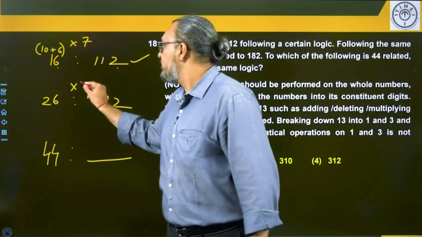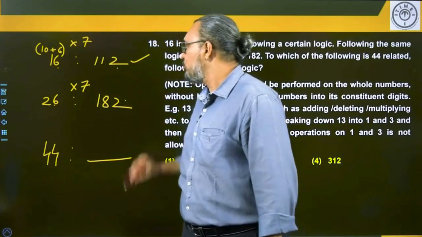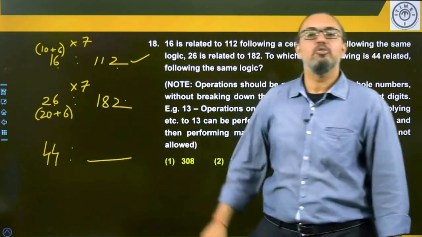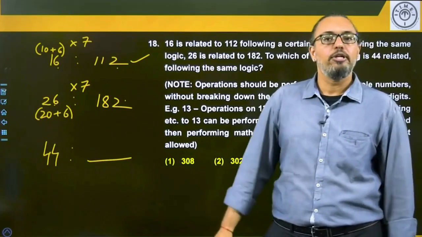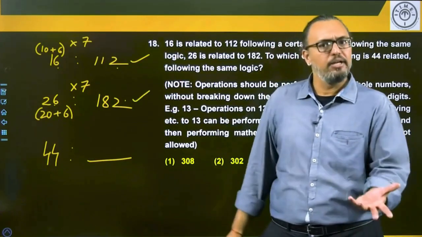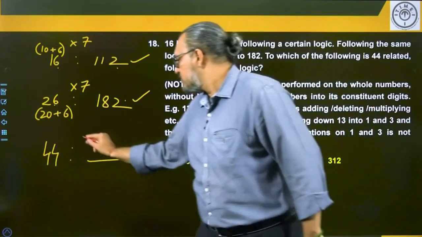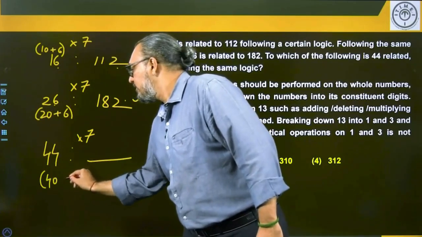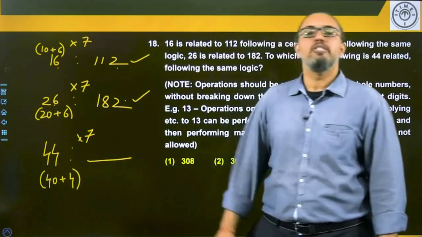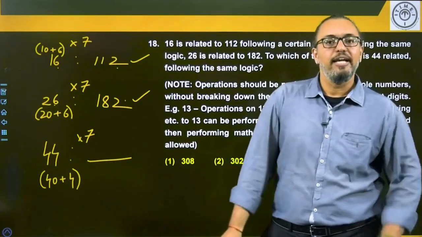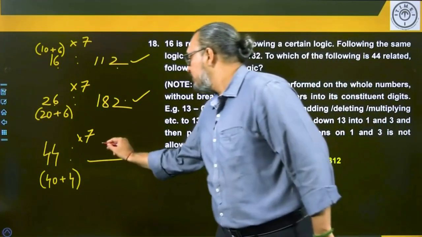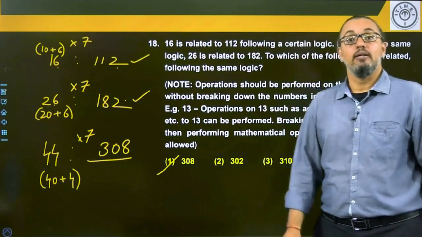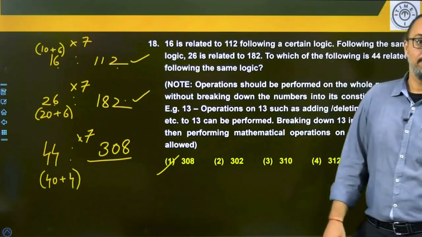So likewise here also into 7, because again this is 6 and you have a 2 here. So you split it as 20 and 6. You multiply 20 into 7, 140, 6 into 7, 42, 140 plus 42, 182. So the logic works. Basically it is into 7 that we do. So this is 40 plus 4. 40 into 7, 280, 4 into 7, 28, 280 and 28, you are going to get 308, and that is there in choice 1. So the first option is our answer.